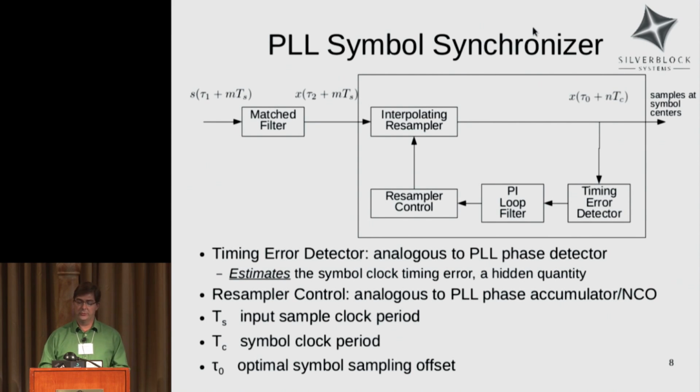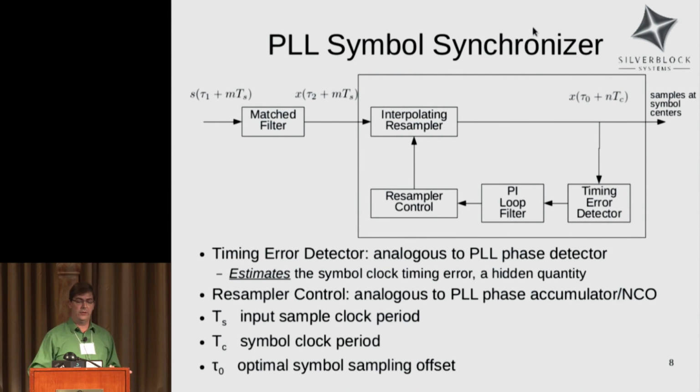The timing error detector is really analogous to a PLL phase detector. It estimates the symbol clock error. It's a hidden quantity, so the best we can get is an estimate there. Okay, that's all I'm going to talk about on this slide.